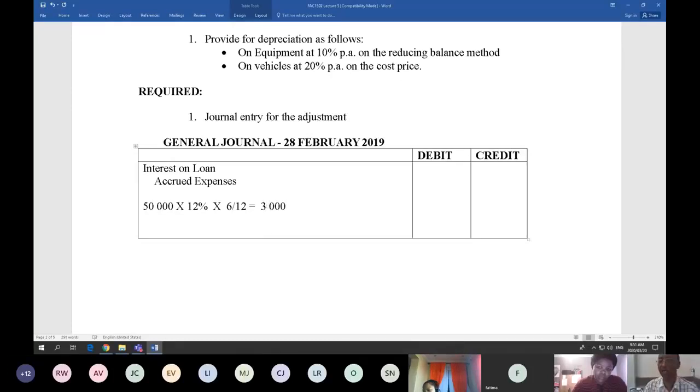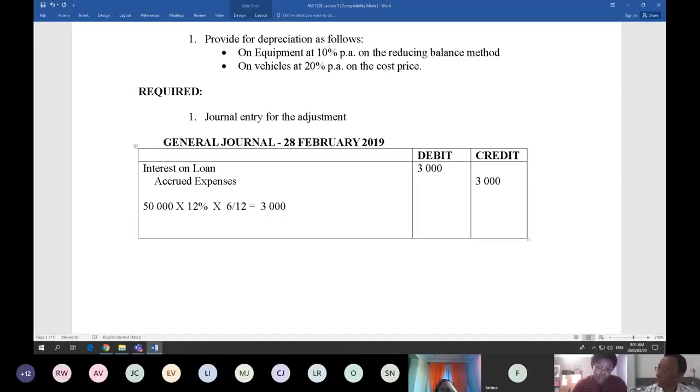There's 3,000 rands worth of interest that you didn't pay. That is the amount that is due. So we will have a new expense called interest on loan that must be debited, and we credit our account accrued expenses, 3,000 rand. Just make sure that you know how to do that calculation.